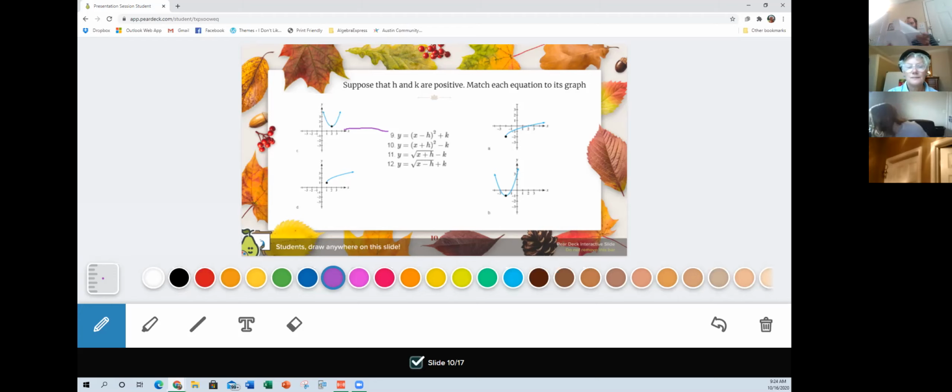Yeah, okay. So D we know is going to be a square root function because it looks like half a parabola, and it's shifted to the right one and up one. So on the inside, you'd have a negative because you're shifting to the right, and on the outside, you'd have a positive. So 12 would match to D.